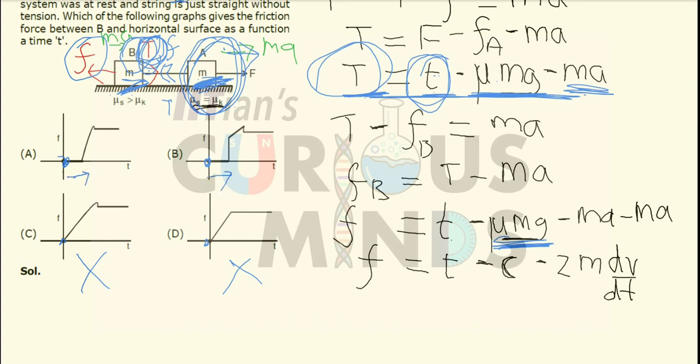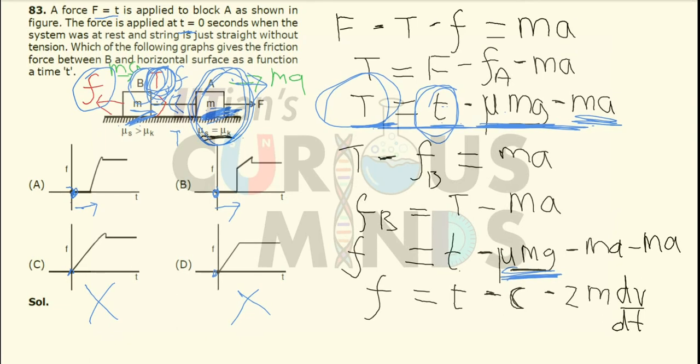Once the friction force starts acting, it will suddenly start increasing from a certain point. It will go on increasing till this point, and afterwards the friction will become constant.